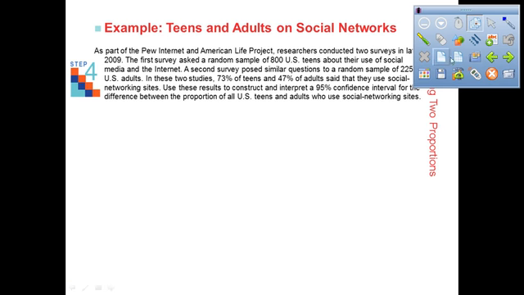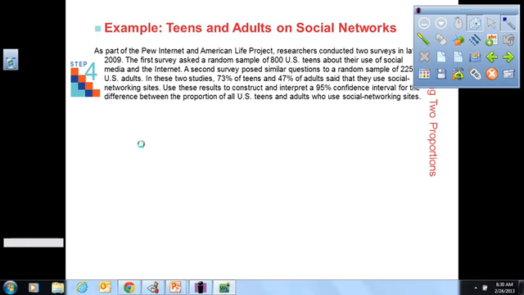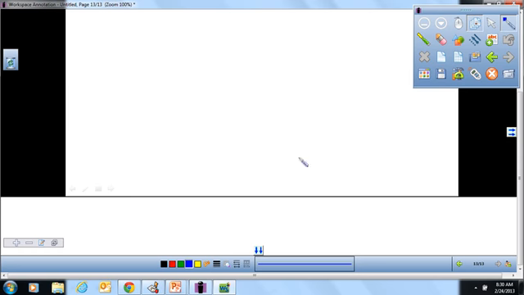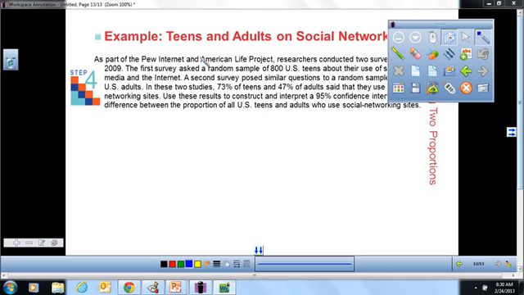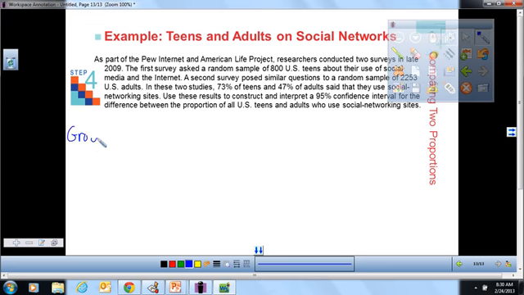All right, so a couple of things I'm going to write down from this problem before we do it. Look at the problem here. They asked 800 U.S. teens, so I'm going to call that group 1 and put teens underneath, to keep it straight. And then my group 2, I'm going to do adults.